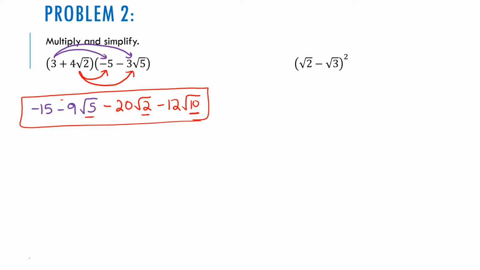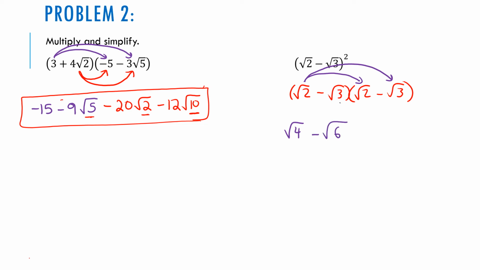Then here with the square root of 2 minus square root of 3 being squared, that means there are 2 of those that look like this. And so square root of 2 times the square root of 2 is the square root of 4. And the square root of 2 times the square root of 3 will give us a negative, because a positive and a negative, square root of 6. And then we go ahead and do it again, but we do it for our number right here, the square root of 3. Negative square root of 3 times square root of 2 is negative square root of 6. And then a negative times a negative is a positive, and the square root of 3 times the square root of 3 is the square root of 9.